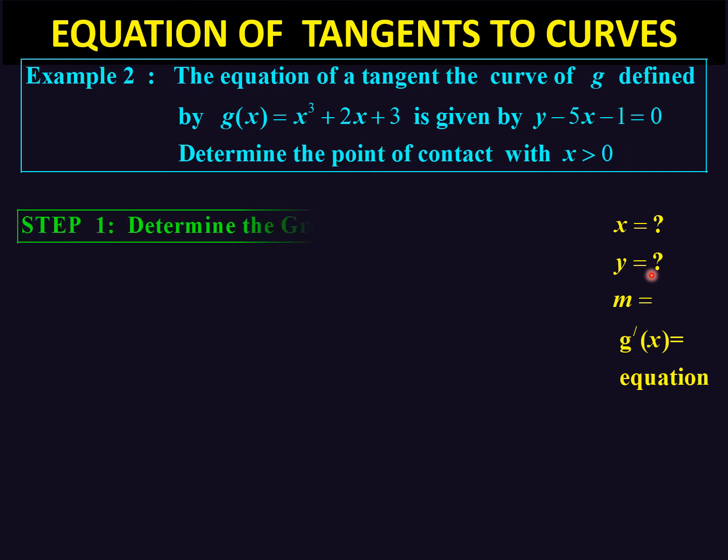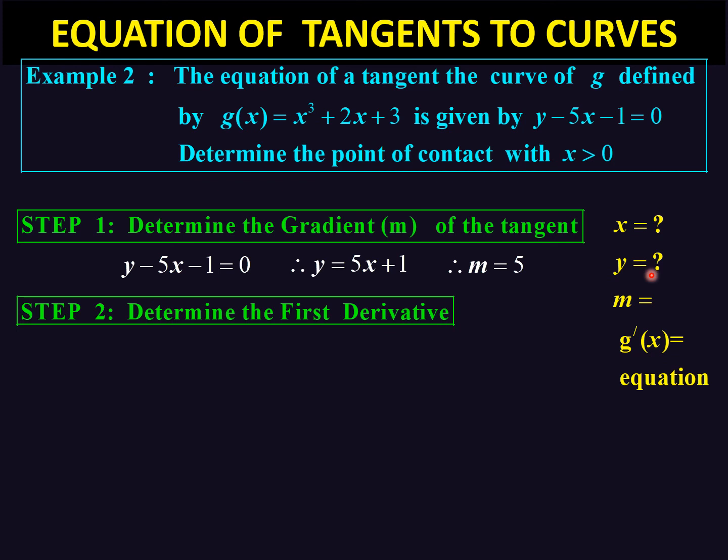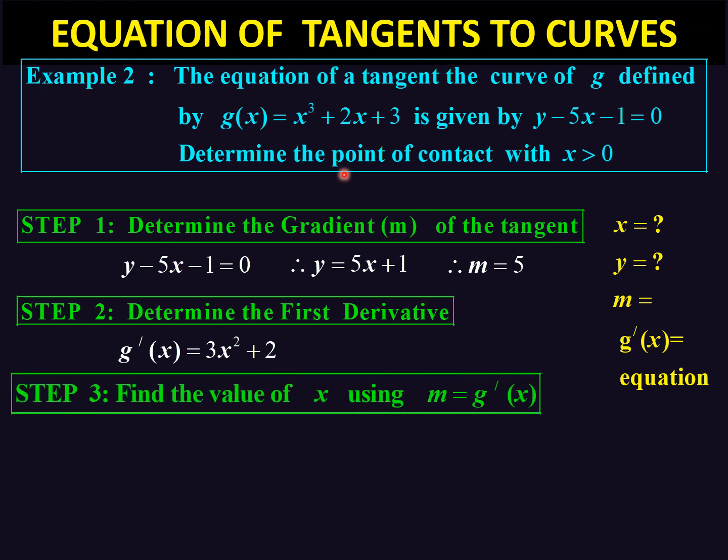So let's see. The gradient of the tangent: I take my equation, write it in standard form, and what's the gradient there? Correct, m is equal to 5. Then we need to differentiate. Let's find the derivative. Try the derivative. That's correct, 3x squared plus 2. Now we need to know that the derivative is the same as the gradient, which means 3x squared plus 2 is equal to 5. This is equal to the gradient.